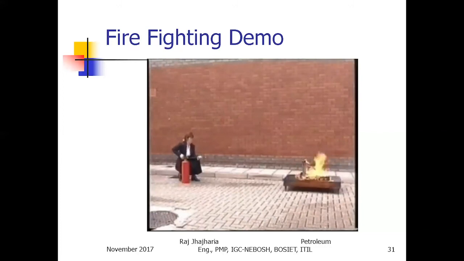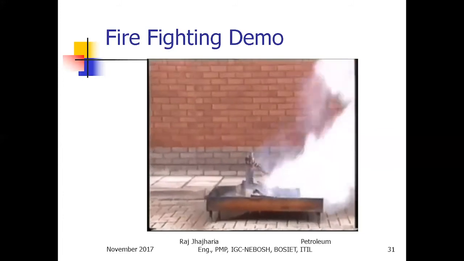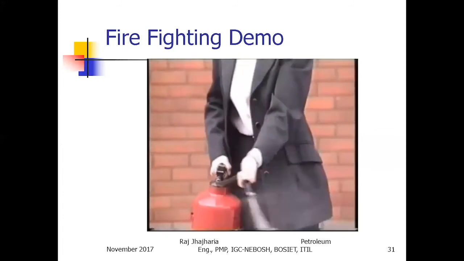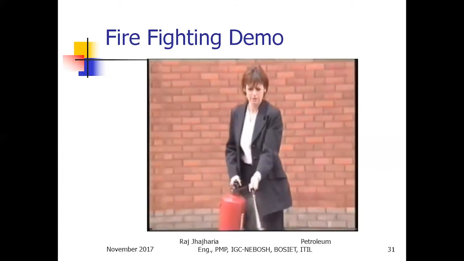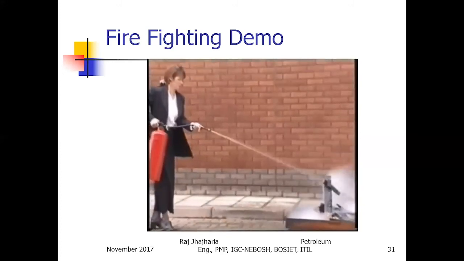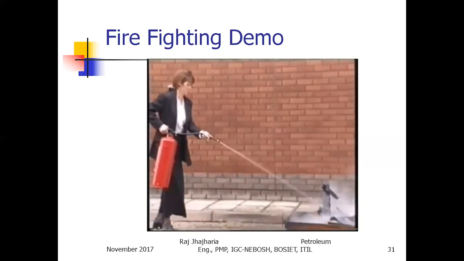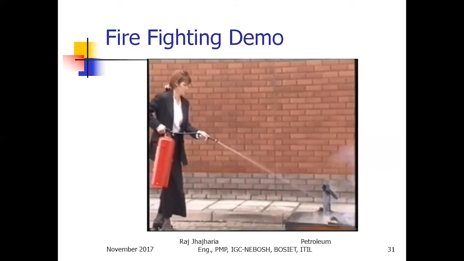Once you've operated the extinguisher, the jet of water should be aimed at the base of the fire, at the point nearest to you. Then moving the jet slowly from side to side, work your way to the back of the fire. As the flames begin to die down, you can move in closer.